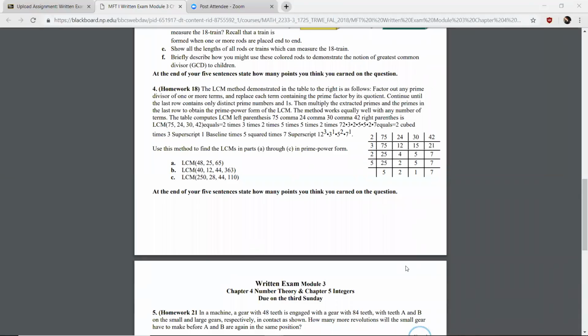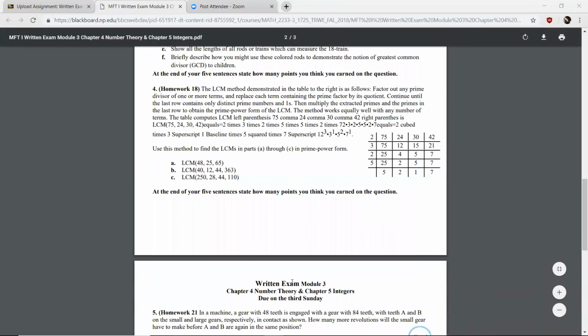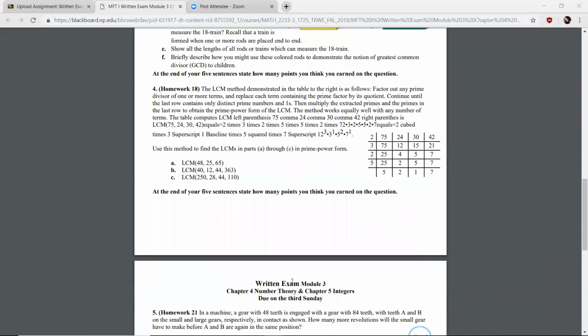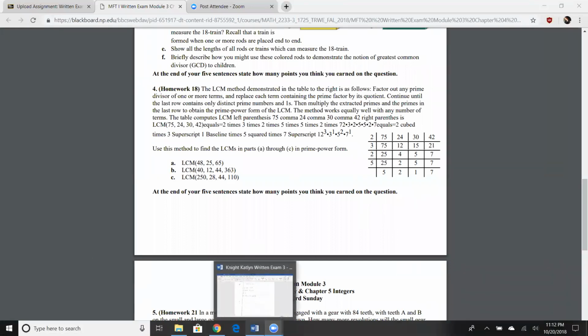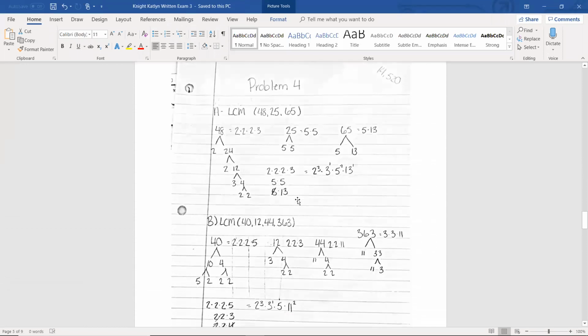Okay, number 4 is finding the least common multiple by factorization. To do this, I did not quite understand this method right here. I just used the method that I learned while I was in school, and that's this tree factorization, which I have done right here.